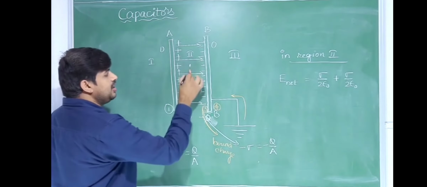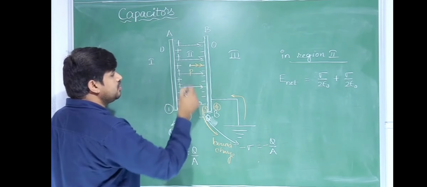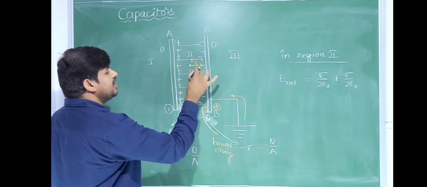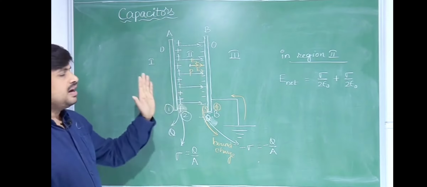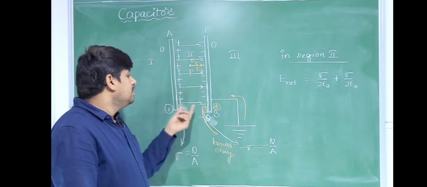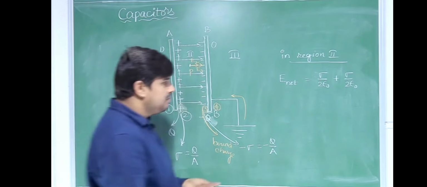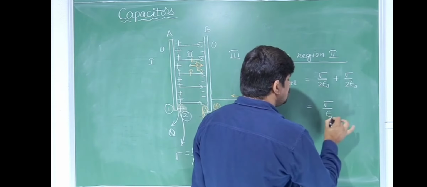At this point P, the electric field because of plate 3 and the electric field because of plate 2 are both directed in the same direction, because of the positive charge the electric field is there, and the electric field is towards the negative charge. So in this manner sigma by 2 epsilon naught plus sigma by 2 epsilon naught will give us sigma by epsilon naught. So students, this is the net electric field.